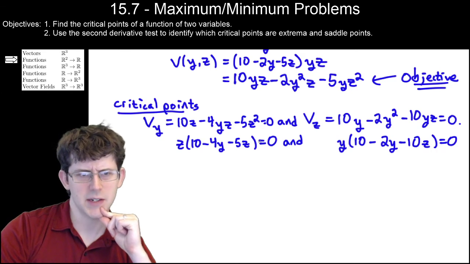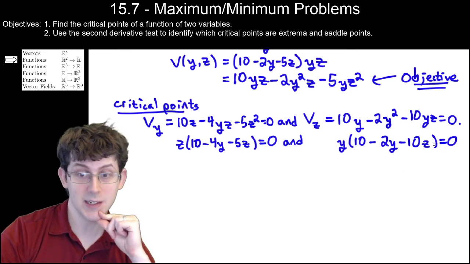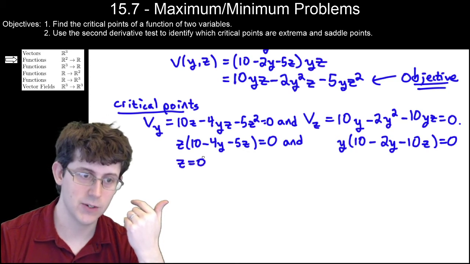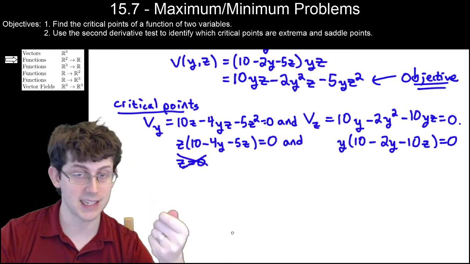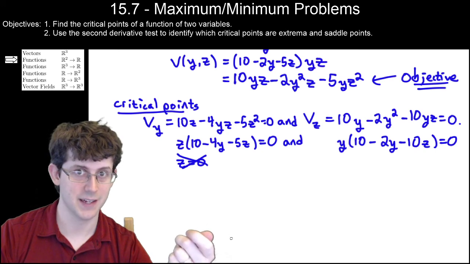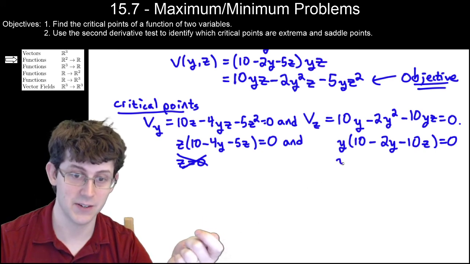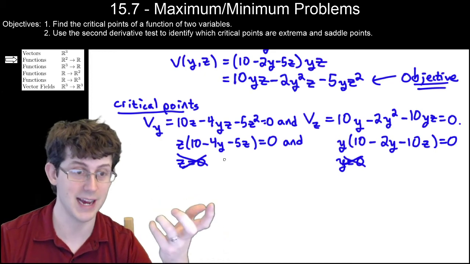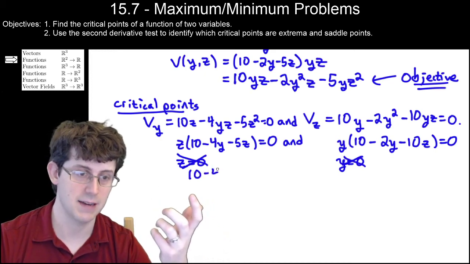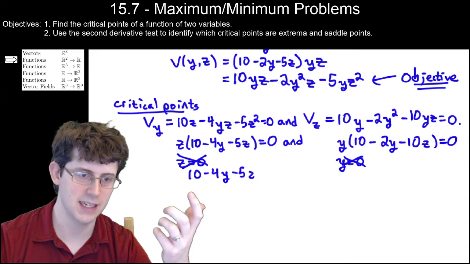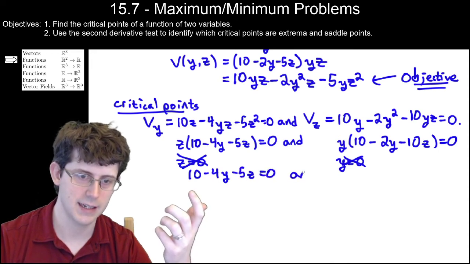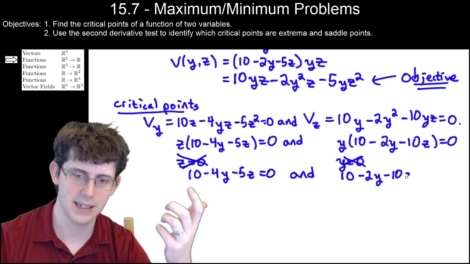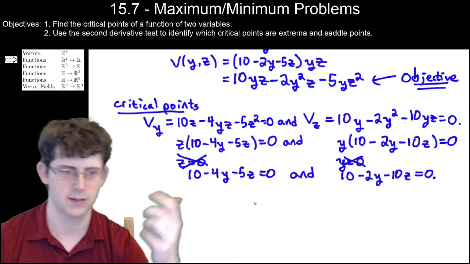Z equals 0 is going to be one of the possibilities. Y equals 0 is going to be one of the possibilities. But I know z equals 0 is not going to give me the maximum volume, because the volume is x times y times z. And I also know that y equals 0 is not going to give me the maximum volume. So I'm going to throw them out now and end up with 10 minus 4y minus 5z equals 0 and 10 minus 2y minus 10z equals 0.